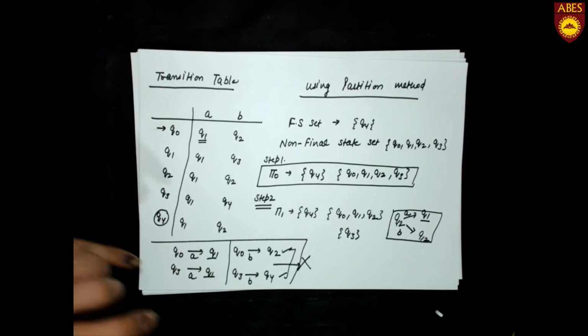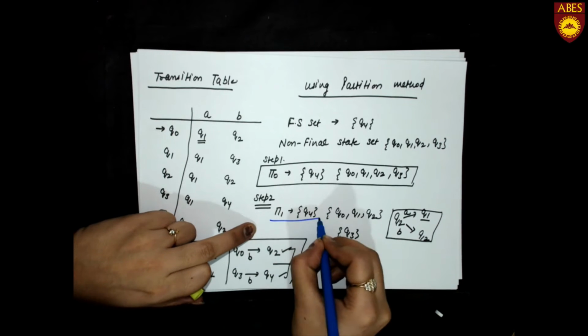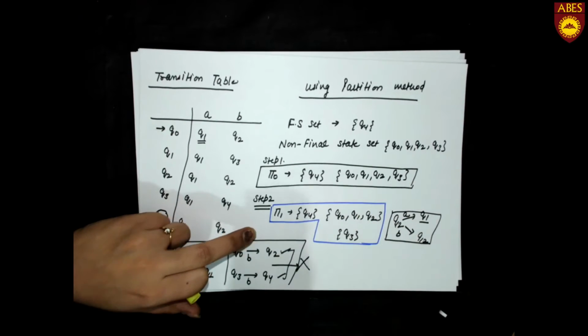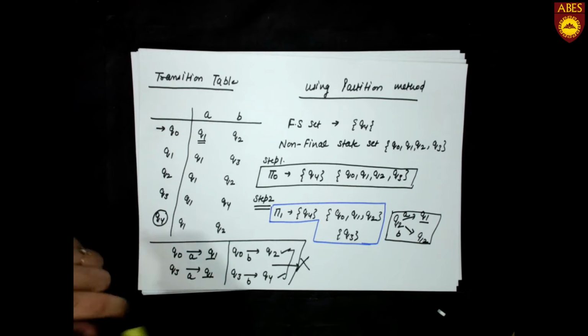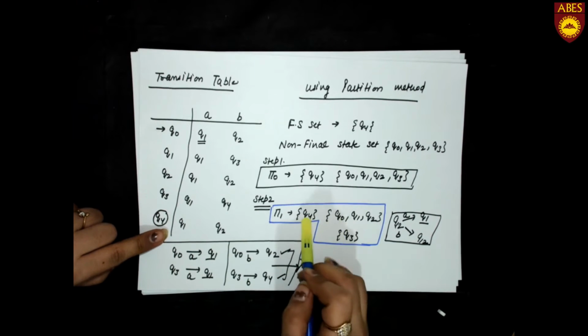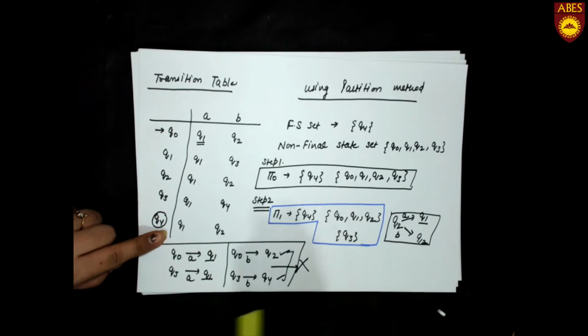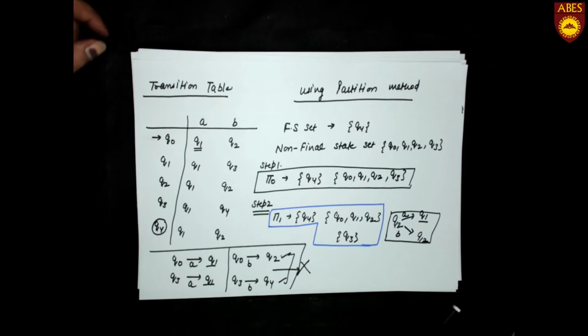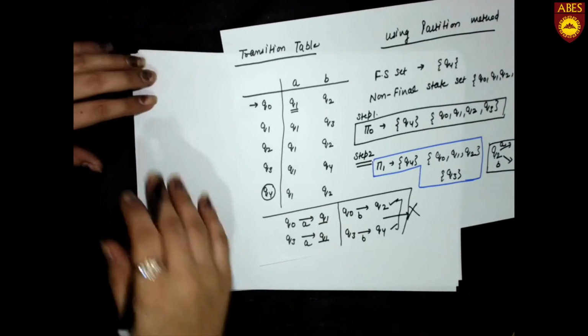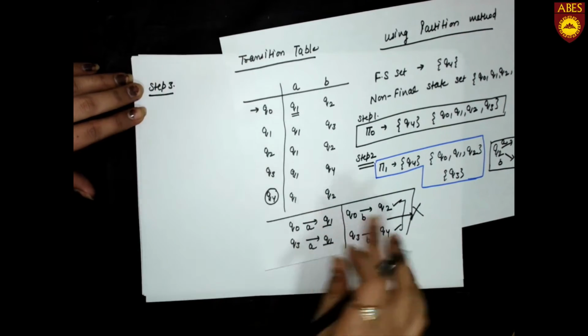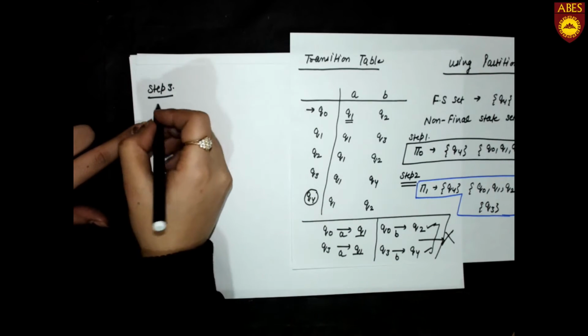Now you can see the output of the second step. Our pi 1 is: Q4 is one set, Q0, Q1, Q2 is the second set, and Q3 is another set. Now step 3, we will use this for pi 2.